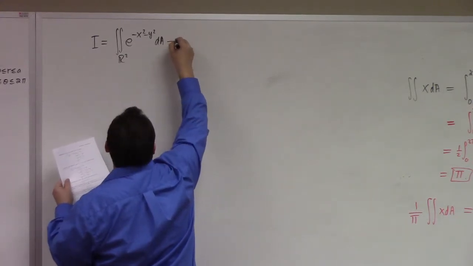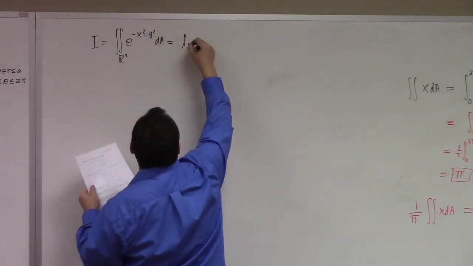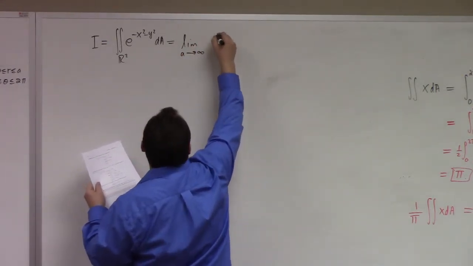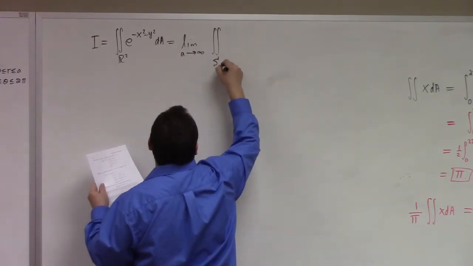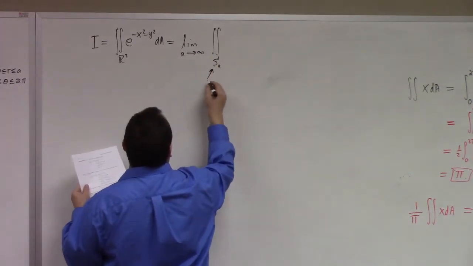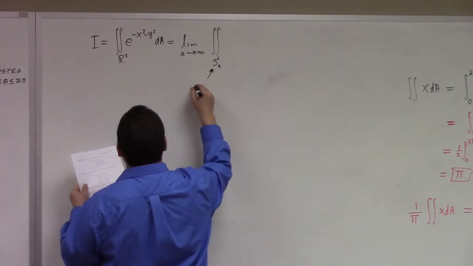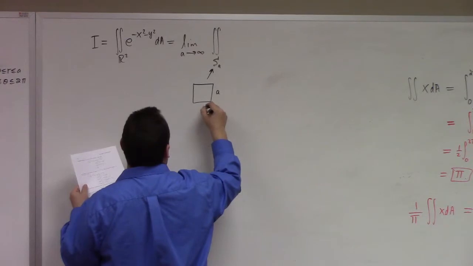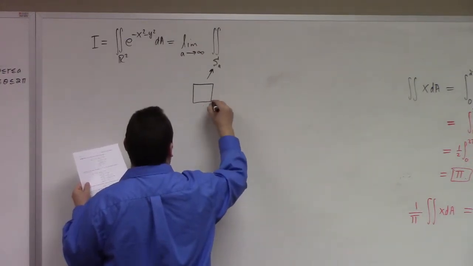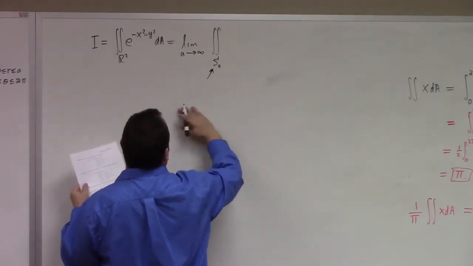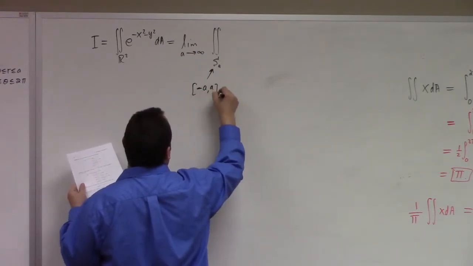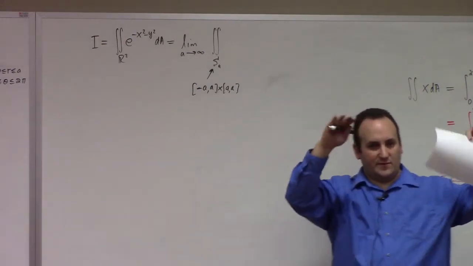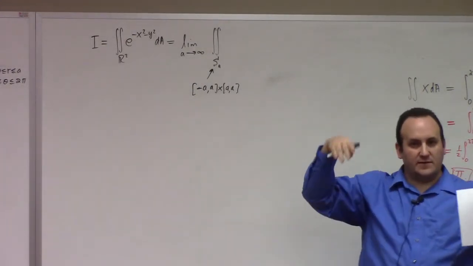Now we could also calculate the same limit in terms of the limit as a goes to infinity over a square of side length a, right? Well, I guess the side lengths would be 2a. Let's say, minus a to a cross minus a to a. So the squares that are symmetric about the origin actually have side length 2a in this setup, right?